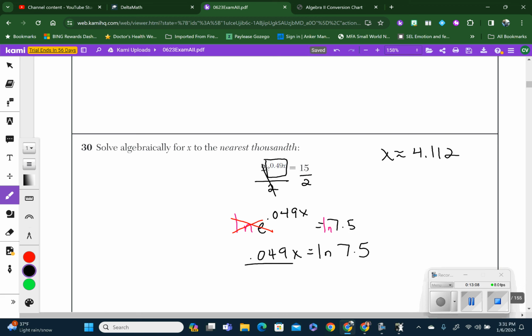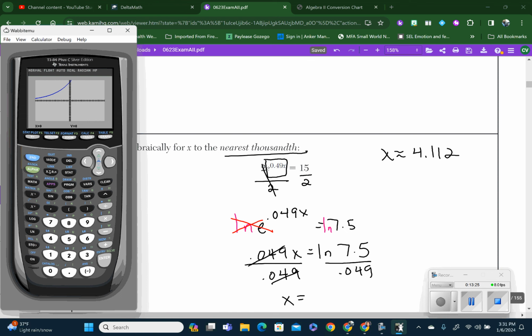How do I get the x by itself? Divide both sides by 0.049. This cancels out, and I'm left with x equals. Now, I could have left it like this if it didn't tell me to round it to the nearest thousandths. So I take my calculator, because it is telling me to round to the nearest thousandths, so I put my alpha y equals. Option number 1 allows me to get this fraction. So then I go to my calculator, press ln, which is above store. Again, store you definitely need to know for this Regents, and then on the bottom is 0.049. Hit enter, and you're going to get our answer.